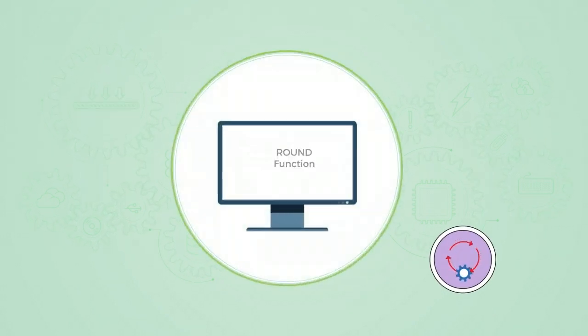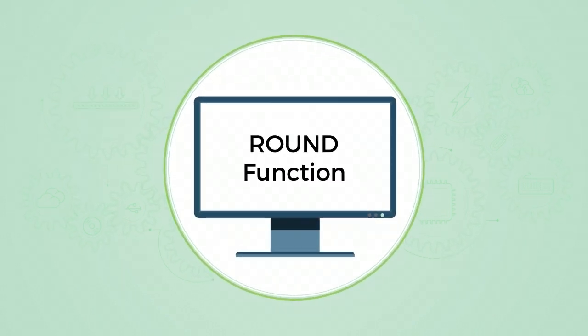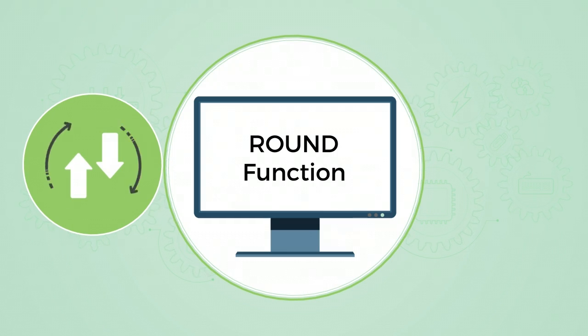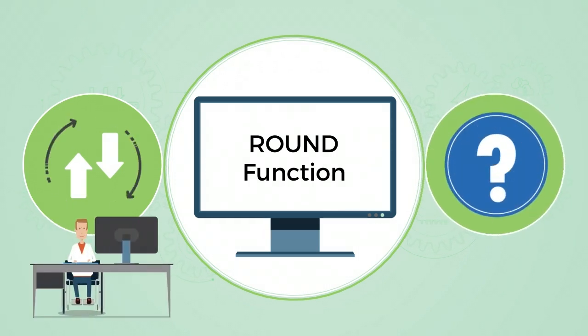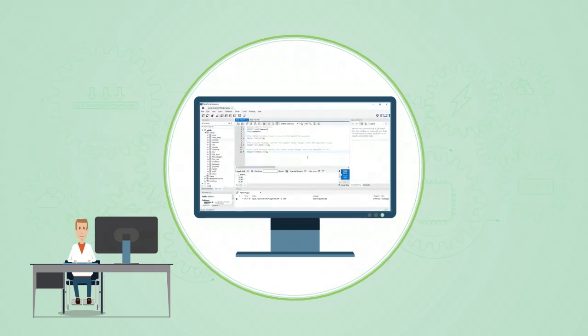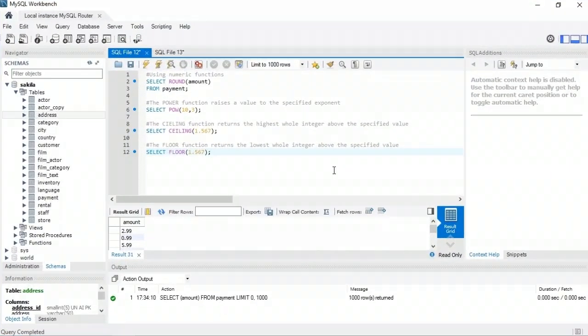So we'll begin with the round function, and this is used to simply round up or down a value depending on what its value is, and I'll come back to that in a moment. But before we see the syntax, what I've done here is to select out the amount from the payment table, and you can see that in every case it ends in 0.99. Well, maybe we just don't care about seeing those decimal places. I want to see the rounded value.